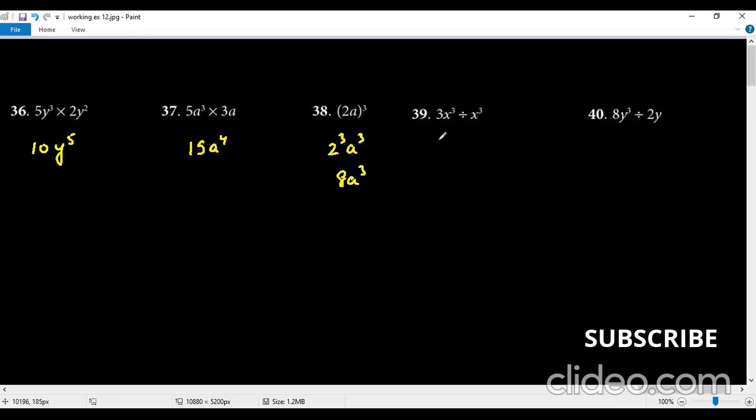Now this 3 is divided by 1, which is going to give you a 3, and since it's dividing, x cube 3 minus 3 is going to give a 0. That means 1. So it is equal to 1.